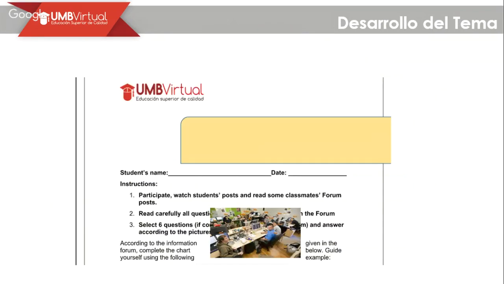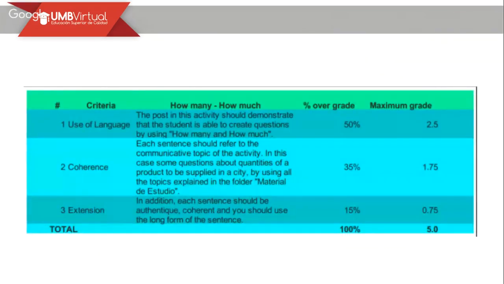¿Ok? So, esta va a ser la rúbrica de evaluación que vamos a tener en cuenta. Don't forget, we're going to evaluate the use of language according to this topic. That is going to be 50% of the grade. Then we have the coherence. Yes, that is going to be pretty important. So we're going to see how you use this how many and how much, and if the content you use is correct or not.